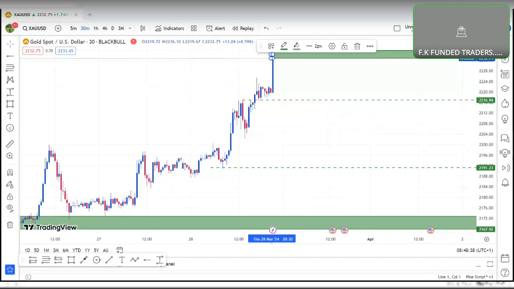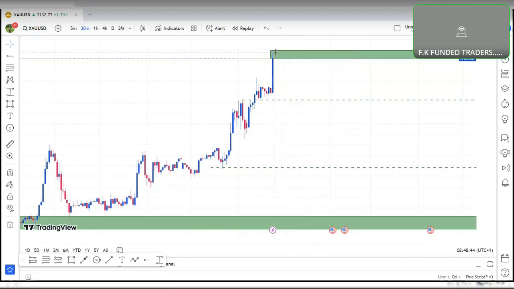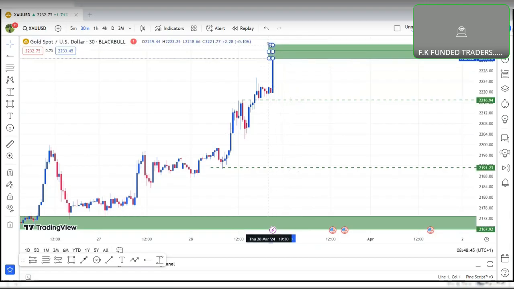So this is the short setup I can give on gold, and if it is not violated, I'm very sure we can consider it for the coming week, for those who are willing to trade.